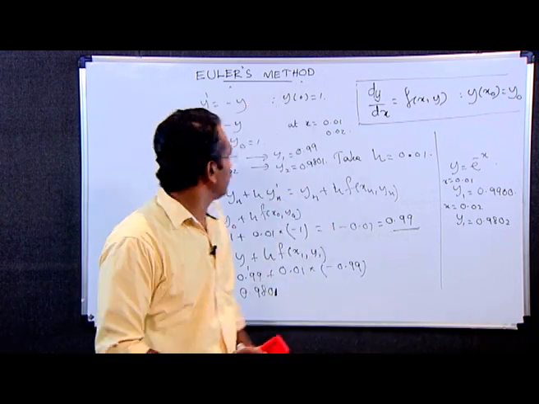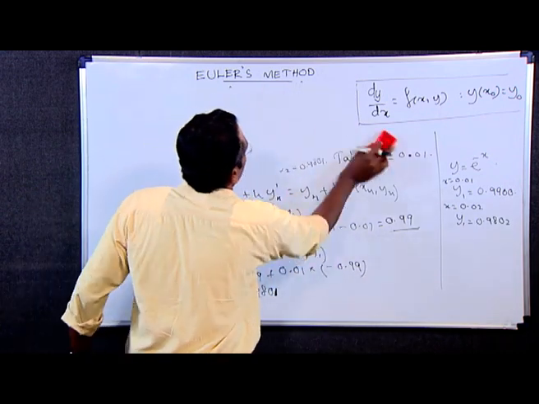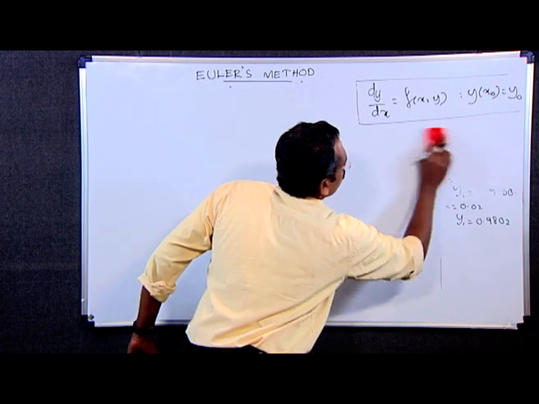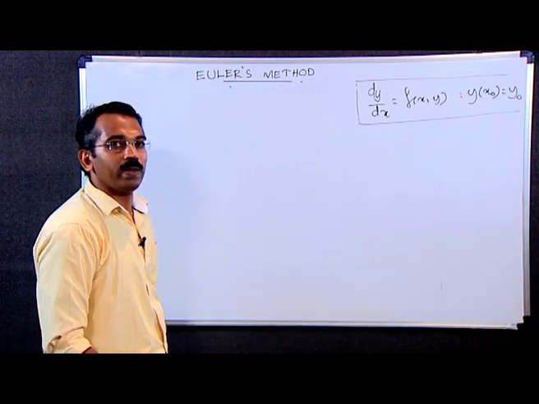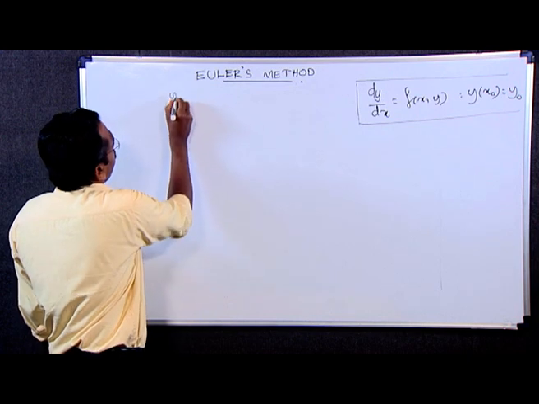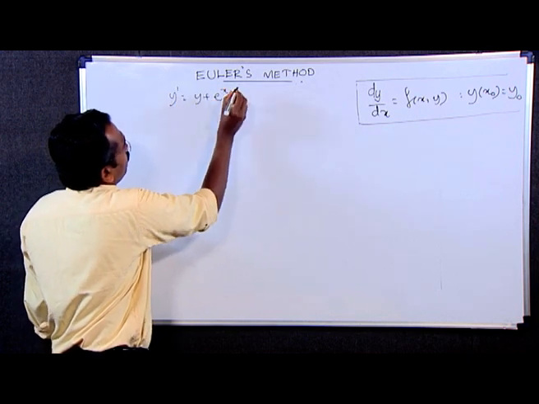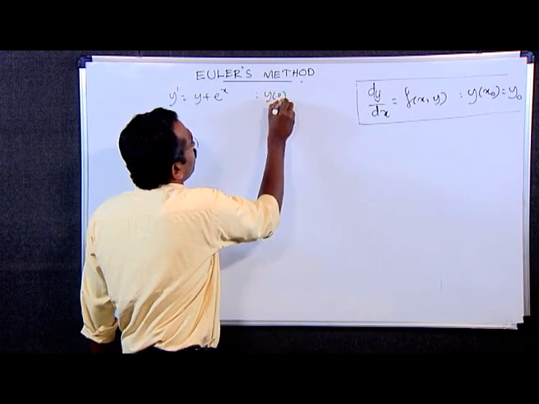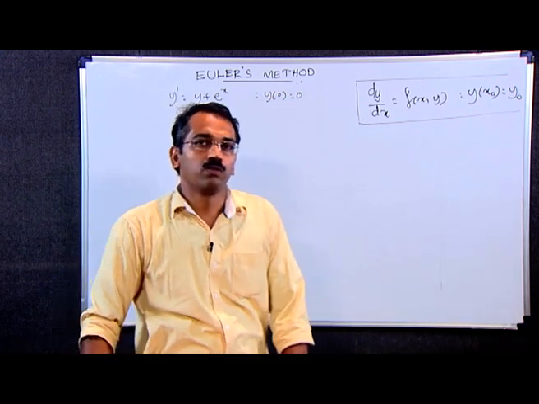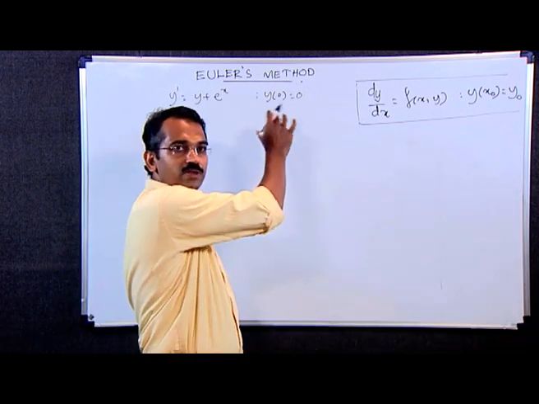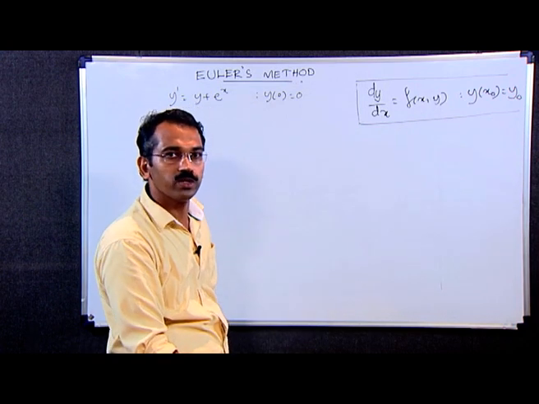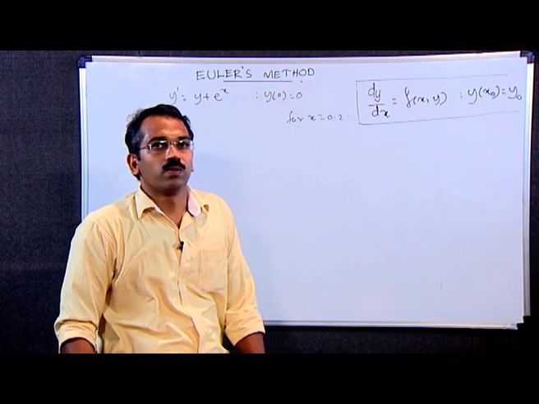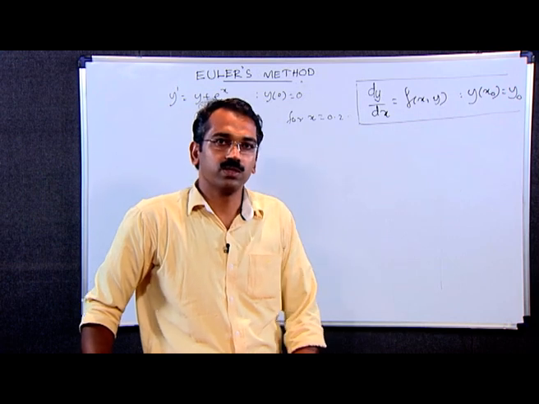Now, consider another example. Solve the differential equation y dash is equal to y plus e raised to x, given that y of 0 is equal to 0. We have to solve this differential equation for x is equal to 0.2 by the modified Euler's method.